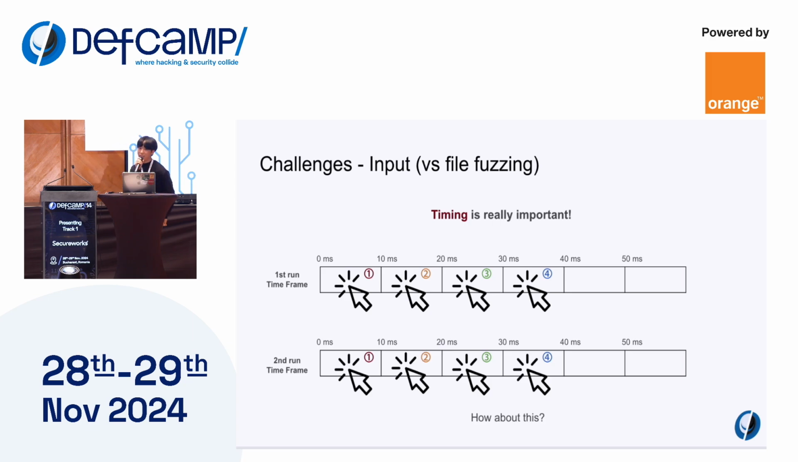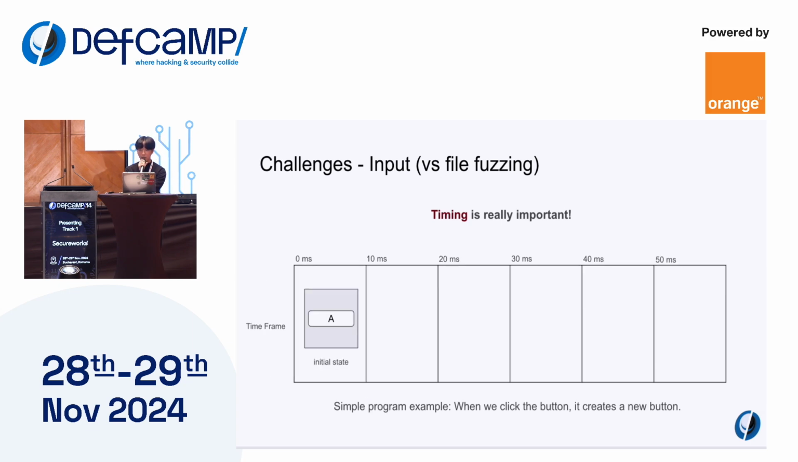But what if we send all mouse clicks at exactly the same times in both the first and second runs? Will that guarantee the same outcomes? Surprisingly, the answer is still unclear. Even with the same clicks and at the same times, we cannot ensure the program will handle them in the same way at the same time. Let me illustrate this with an example.